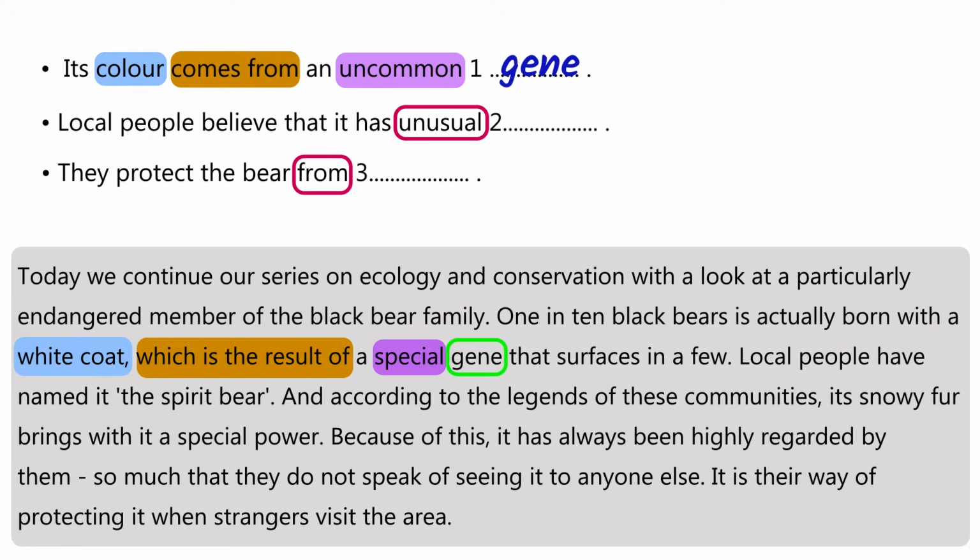So, when it says legends of these communities, it means that it is talking about local people's beliefs.